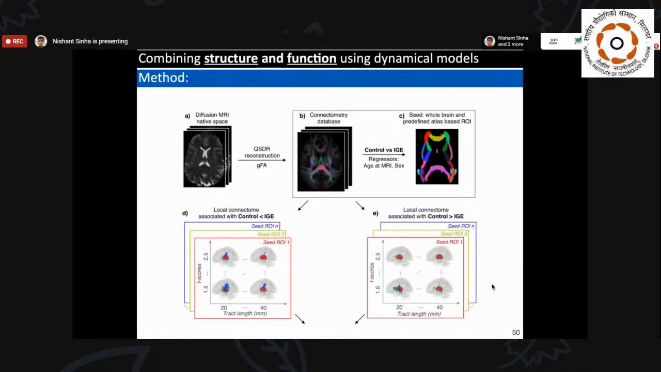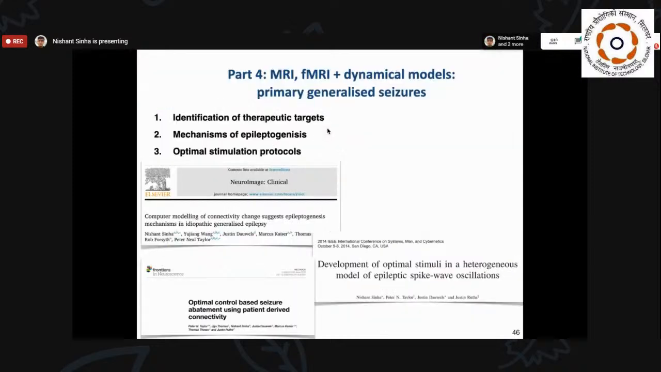So a general overview of how we do this. We have the diffusion MRI of every patient in the native space. From the diffusion MRI, we obtain a connectometry database. This database is shared openly, and you can download this if you wish to perform the study yourself. I would refer you to this paper to get a link to the data.